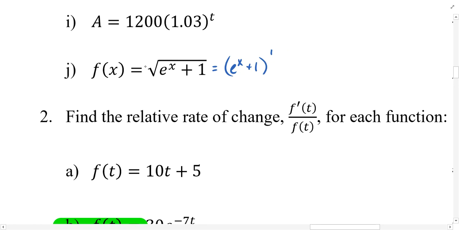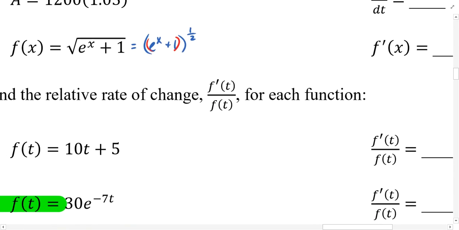So if we've got the power of 1/2, well, now we've got an inner function, which is e to the x plus 1, and then the outer function, of course, would be something to the power of x. And we could follow our chain rule from there.